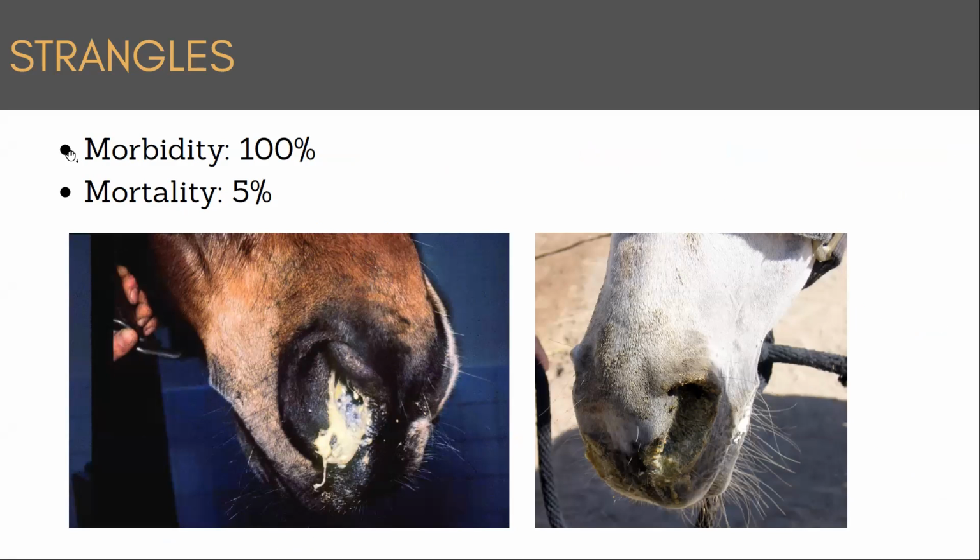So, morbidity or the chances of animals being affected sa farm, 100%. So, if nagkaroon ka ng isa, most likely lahat ng animals mo magkakaroon na rin within, let's say, a week. So, mortality naman, though mataas ang morbidity, mababa ang mortality. So, 5% lang. So, very manageable ang disease na to, yung ganun ang data natin.